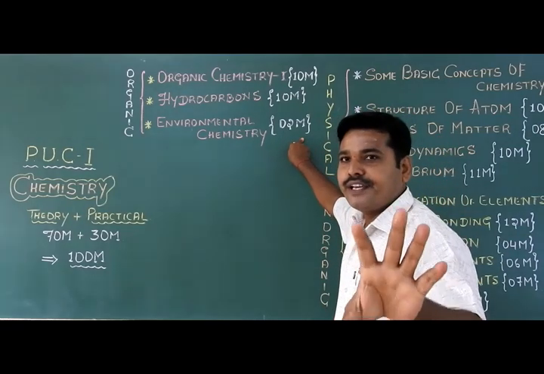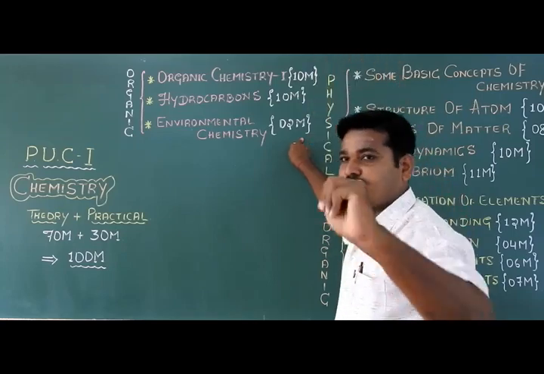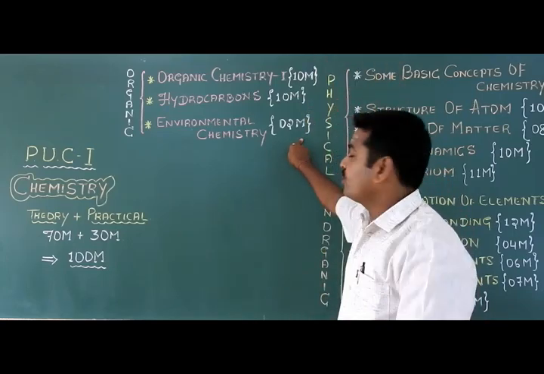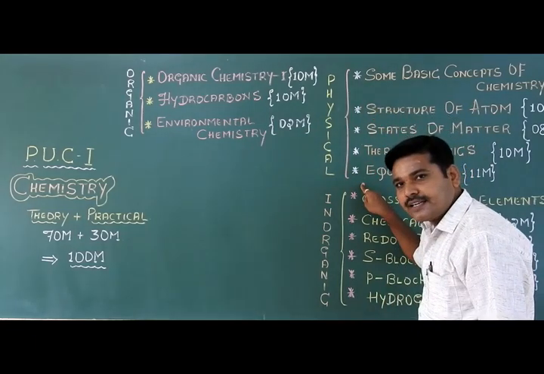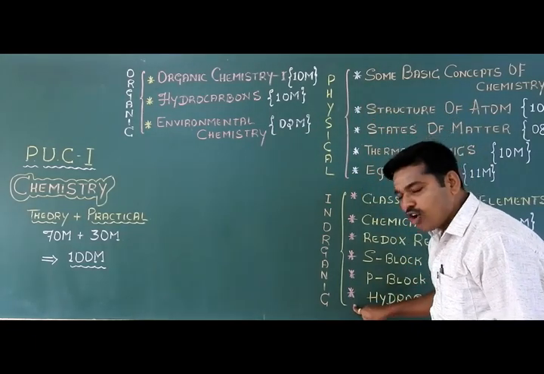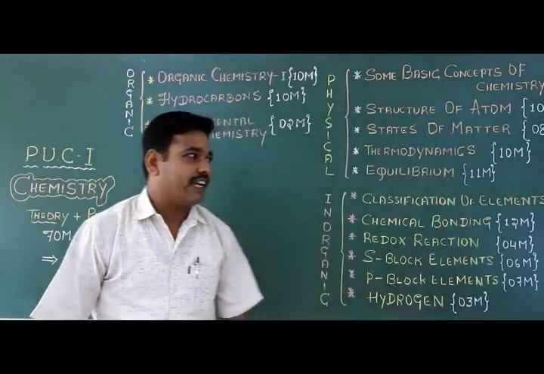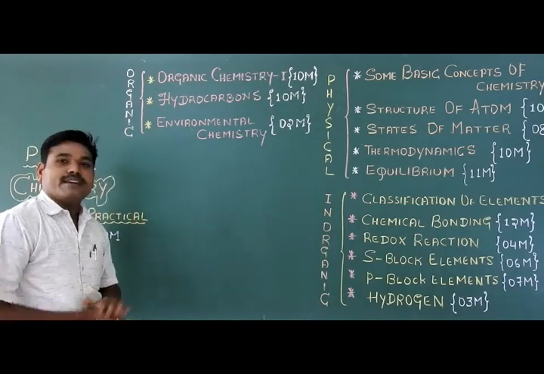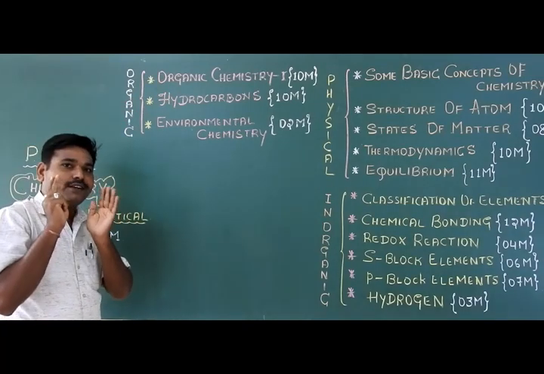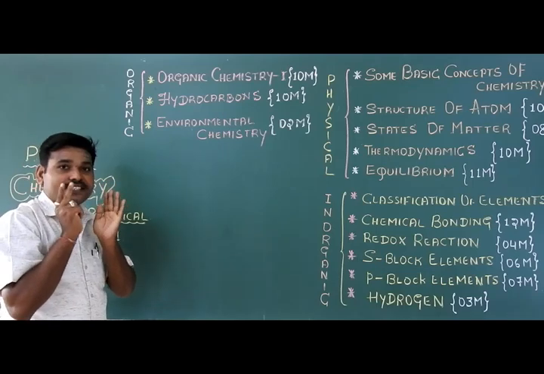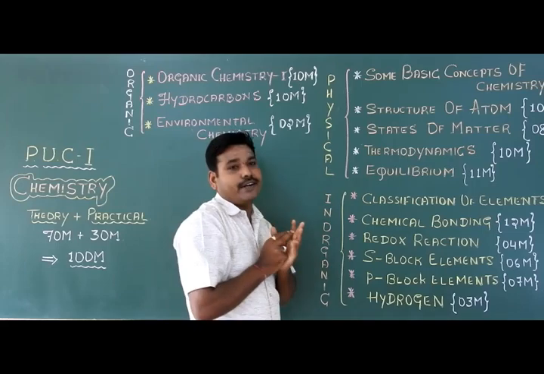So totally how many lessons in chemistry? 14 lessons are there, and out of these 14 lessons, 5 lessons come under the physical chemistry part, 6 lessons come under the inorganic chemistry part, and only 3 lessons come under the organic section or organic chemistry part. Okay, and please remember these chapters. Which chapter comes under which section is very important.